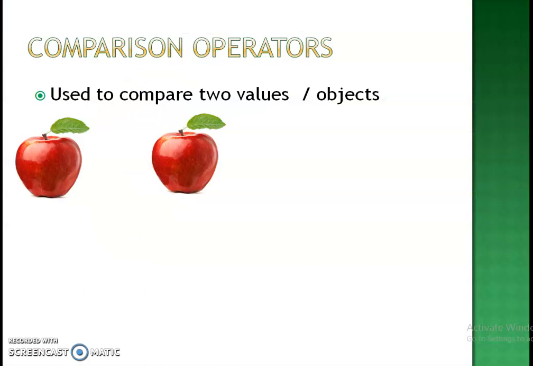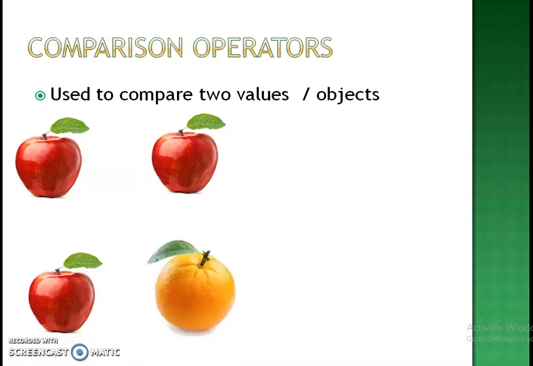Let's see the comparison operators in Python. Comparison operators are used to compare two values or objects. Let's see an example. Here we have two apples. The apple's color, shape, and size are almost similar, and they also each contain one leaf. Now we can say these two images are equal. So this is comparison.